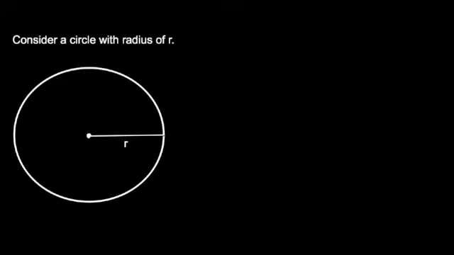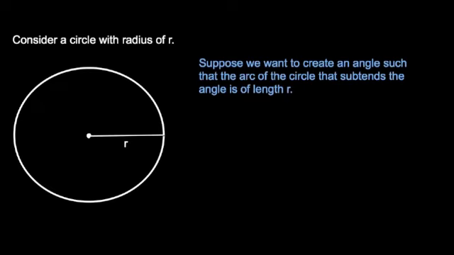Okay, so to begin to understand the concept of radians, I first want you to consider a circle with a radius of length r. So there I've drawn a circle and a radius, and that radius is of length r. Suppose we want to construct an angle with one of the sides being the radius that I've drawn, and we want to construct that angle such that the arc of the circle that subtends the angle is of length r. There's a visual picture of what I mean.